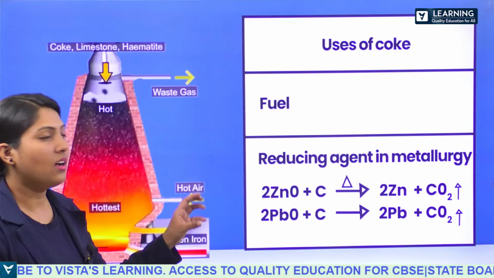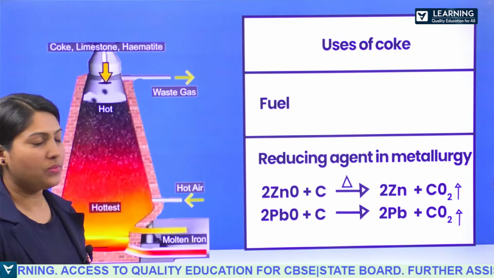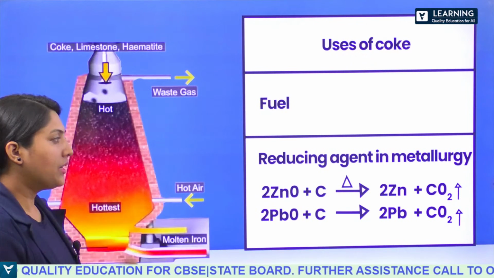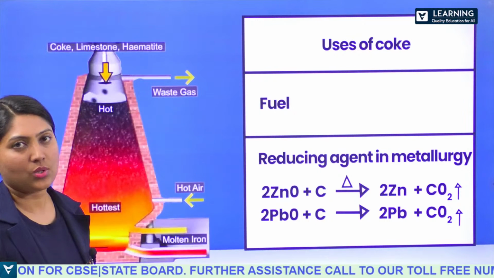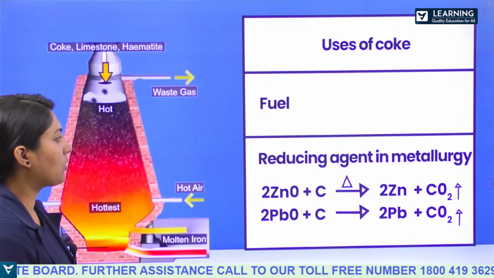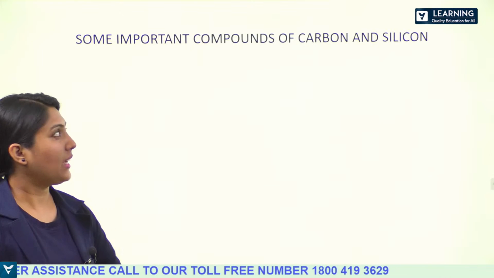So lead and zinc are in oxide forms in the ore, and we can easily remove the oxygen by adding coke. Got it? So coke acts as a reducing agent.